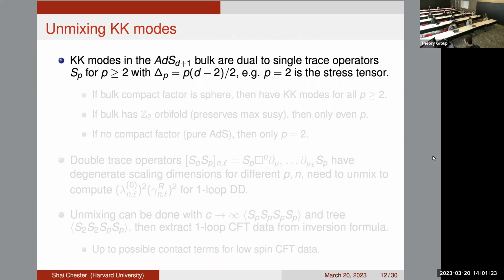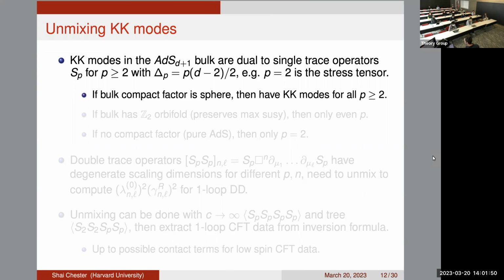Now, it's difficult to actually do this in practice due to mixing. And this is where the sensitivity to the KK mode spectrum comes into play. The KK modes that we have for some AdS_{d+1} bulk are dual to single trace operators, which I denote as S_p for p greater than or equal to 2. This has scaling dimension p times (d−2)/2. So for instance, when p equals 2, this is the stress tensor, which I called just S before. But of course, you have this in general for higher p.